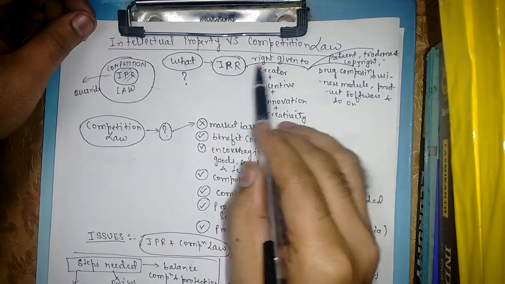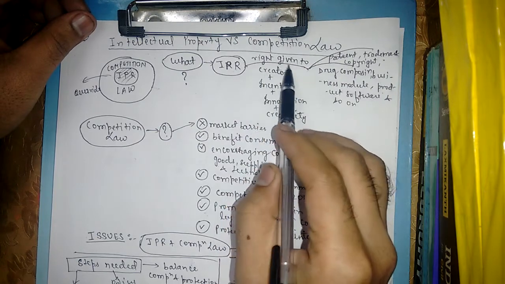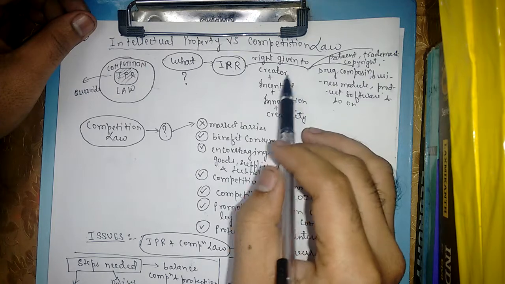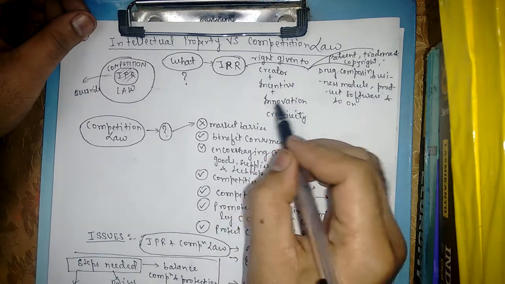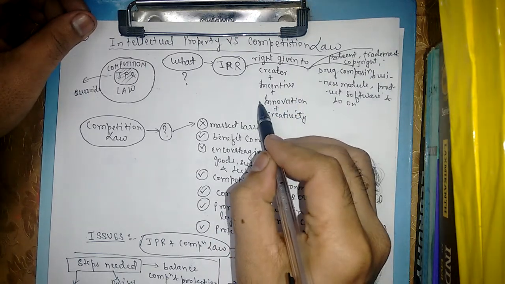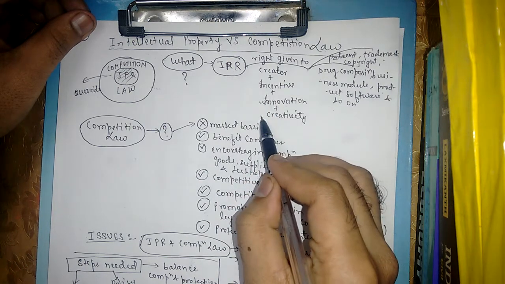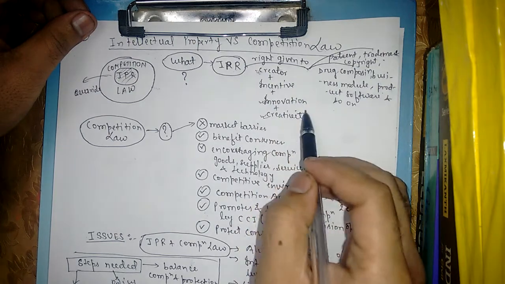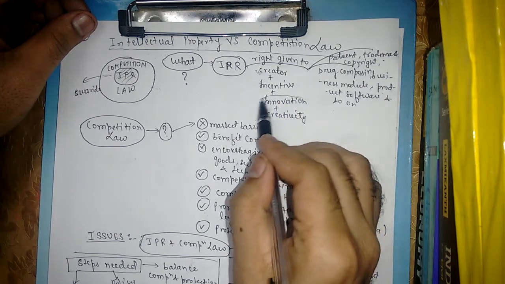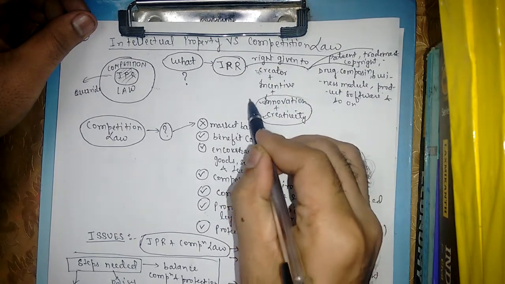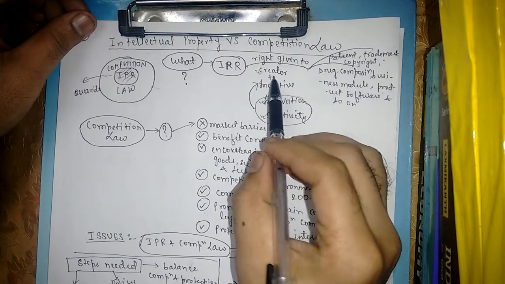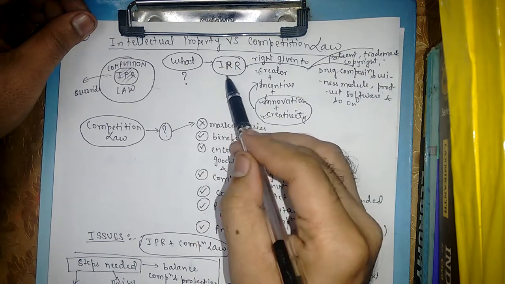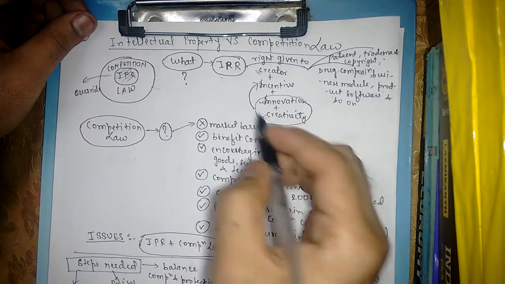IPR is the right given to the creator. Who are creators? Whoever does some design work with respect to innovative things, who does some creativity, and after doing these innovative things, they get an incentive for their work. So these rights are given to the creator in the form of intellectual property rights.